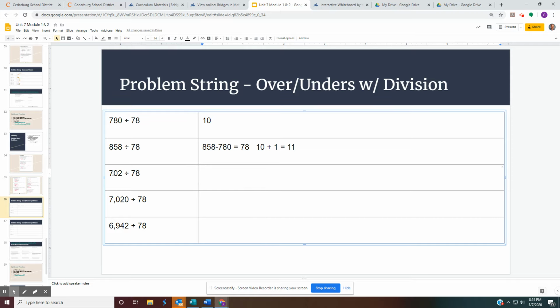All right, now the next one, 702 divided by 78. Well, again, in my head, I can't do that problem, but I know that 780 divided by 78 is 10. So I can take that 780 and then subtract 702 from it. What do you suppose that answer is? Right, it's 78 again.